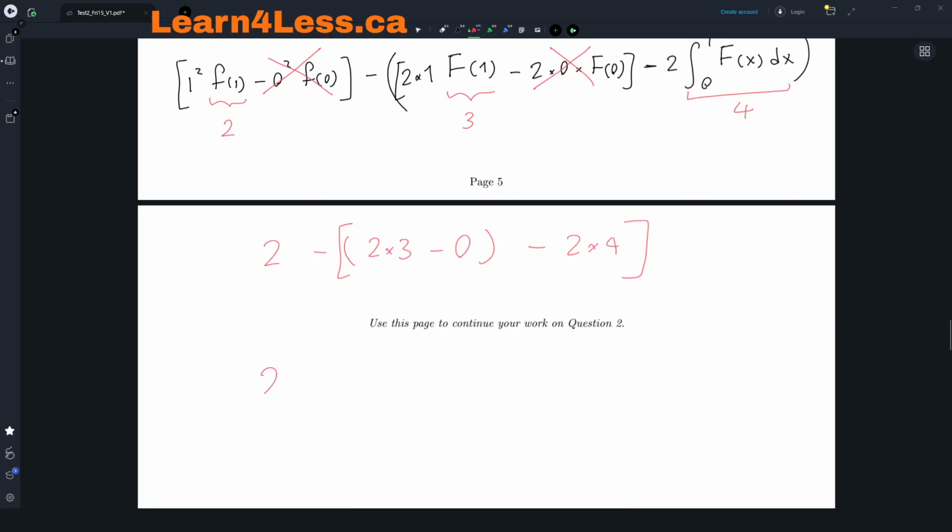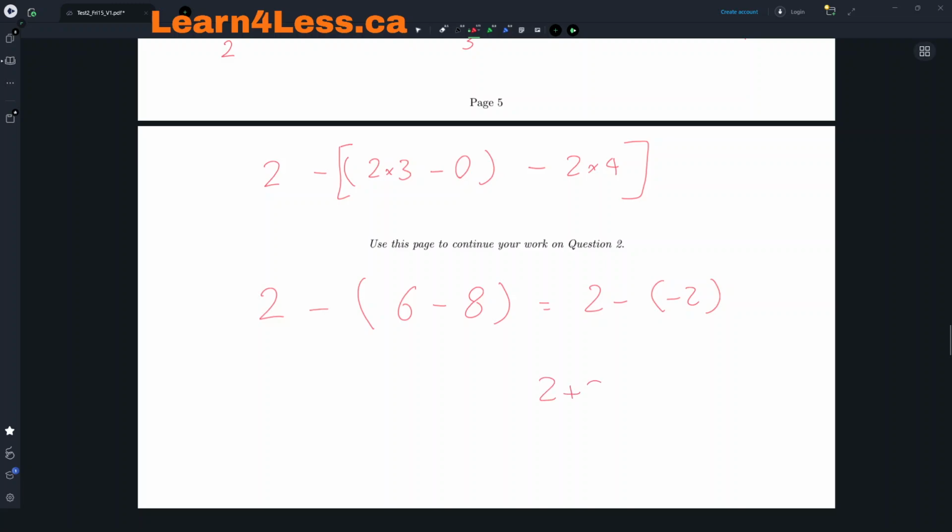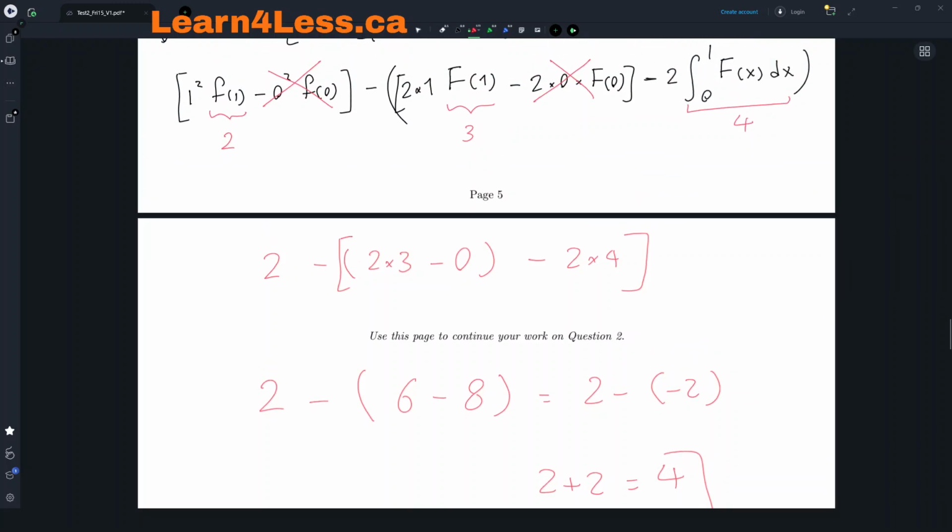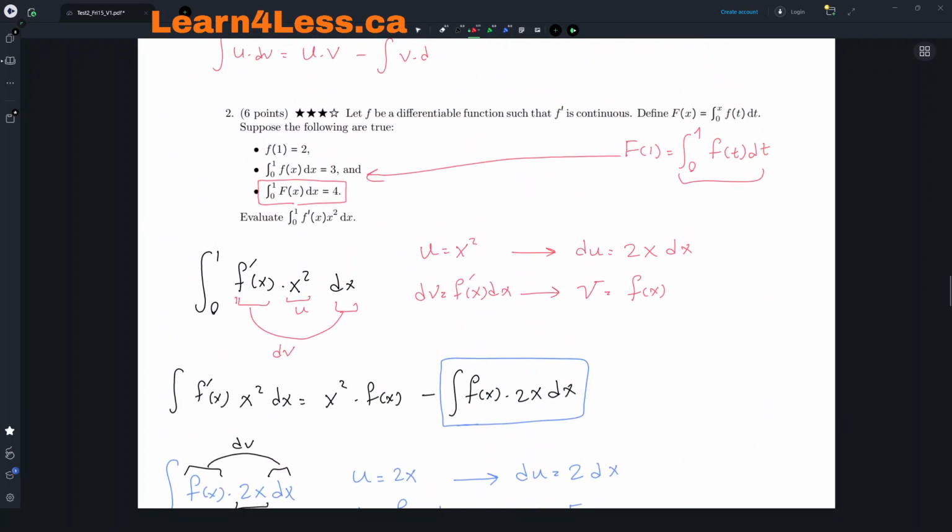So overall, it would be 2 minus 6 minus 8, which is 2 minus negative 2, for overall 2 plus 2, which is 4. So this would be the final answer to that integral, which was, again, for an anonymous function. Because we were provided with some information about that function and the derivative of that, we were able to complete that integral, this f prime of x squared.